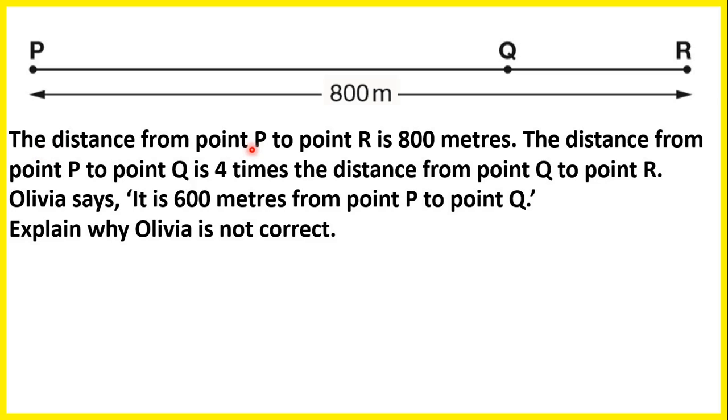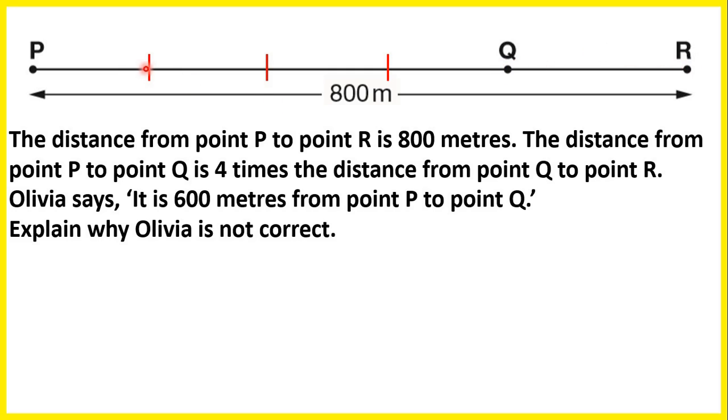The distance from point P to point R is 800 meters. The distance from point P to point Q is 4 times the distance from point Q to point R. Olivia says it is 600 meters from point P to point Q. Explain why Olivia is not correct. So the distance from P to Q, so this distance here, is 4 times the distance from Q to R, so 4 times this distance here.